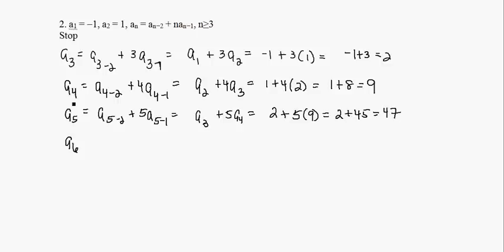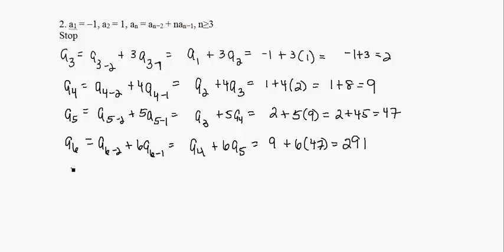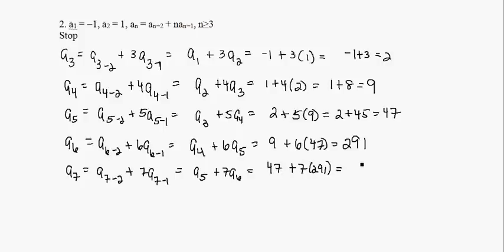We want to have 6 more terms, so we've already done 3. So here's our next term, a sub 6 minus 2 plus 6 times a sub 6 minus 1, which is a sub 4 plus 6 times a sub 5. A sub 4 in this case is 9 plus 6 times a sub 5, which is 47. I already did this work out, so I'm just going to write down the answer. I don't feel like doing the multiplication. 291. A sub 7 is a sub 7 minus 2 plus 7 times a sub 7 minus 1, which is equal to a sub 5 plus 7 times a sub 6. A sub 5 is equal to 47 plus 7 times 291, which is equal to 2084. So again, our first term is negative 1, second term is 1, and then it's the two previous terms, this term number times the previous term.